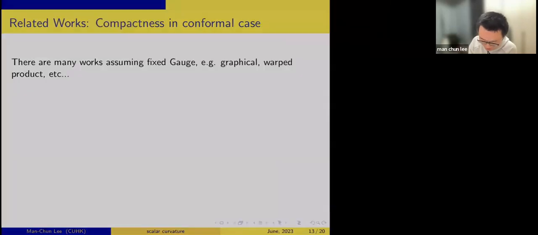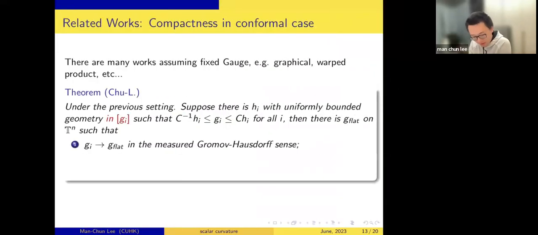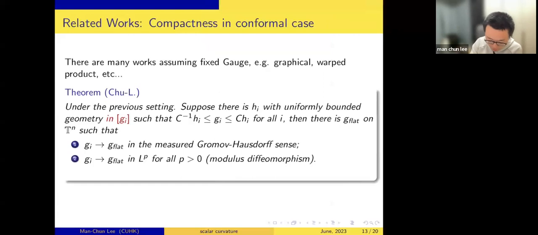Let me tell you what I have tried. This is based on joint work with Man-Chun. We tried using the Yamabe flow, and we proved something like this, which is motivated by a result of Allen Bryan. Suppose h_i is a sequence of metrics, basically representing a sequence of conformal classes, which is in some sense compact. I assume uniform boundedness of the conformal class.